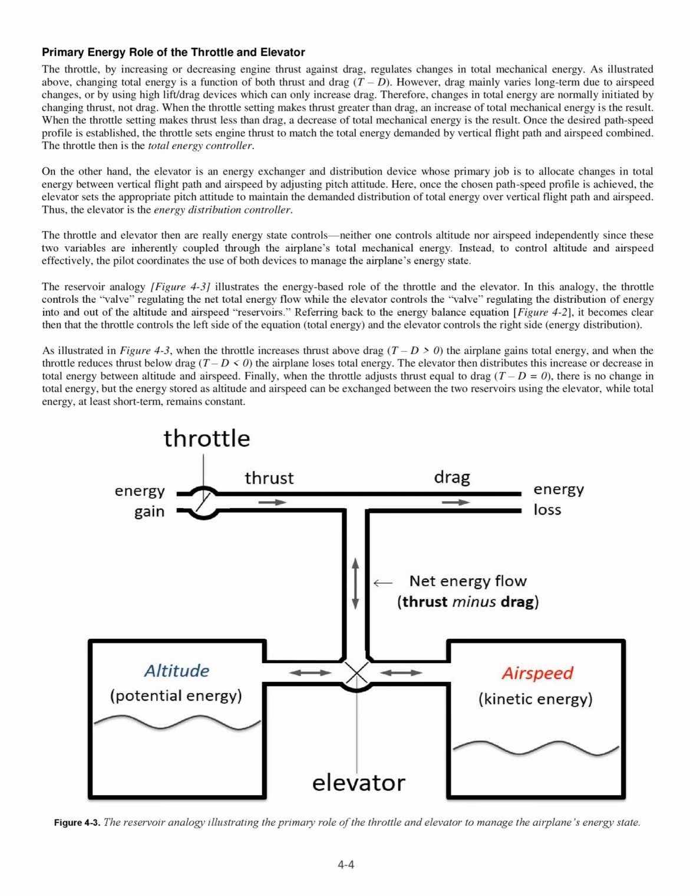As illustrated in Figure 4.3, when the throttle increases thrust above drag, T - D greater than 0, the airplane gains total energy, and when the throttle reduces thrust below drag, T - D less than 0, the airplane loses total energy. The elevator then distributes this increase or decrease in total energy between altitude and airspeed. Finally, when the throttle adjusts thrust equal to drag, T - D equals 0, there is no change in total energy, but the energy stored as altitude and airspeed can be exchanged between the two reservoirs using the elevator, while total energy, at least short-term, remains constant.